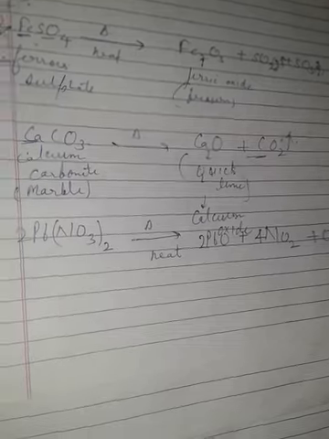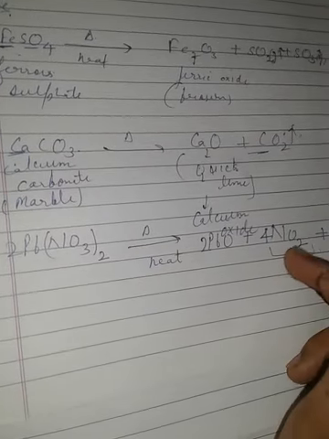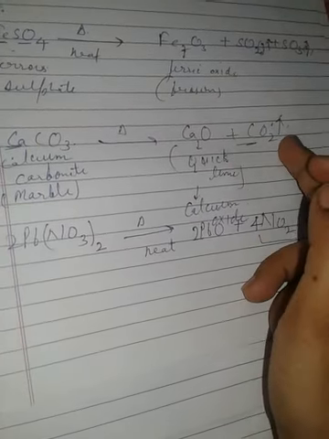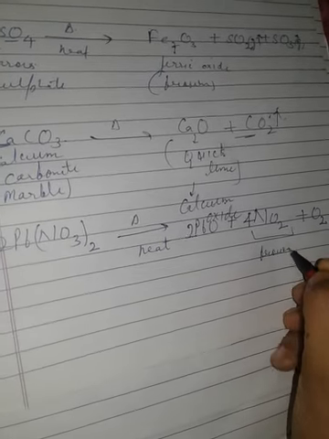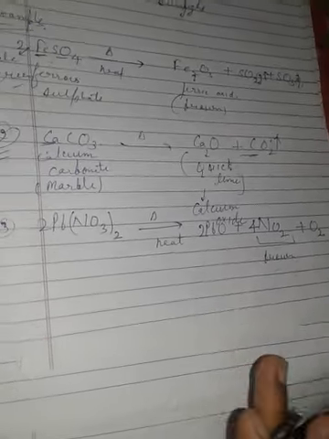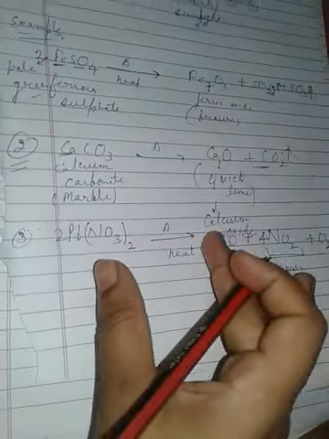Now the gas evolved is nitrogen dioxide, NO2. This gas is of brown color. So lead nitrate on heating gives you this product.